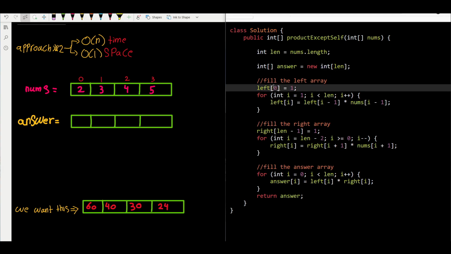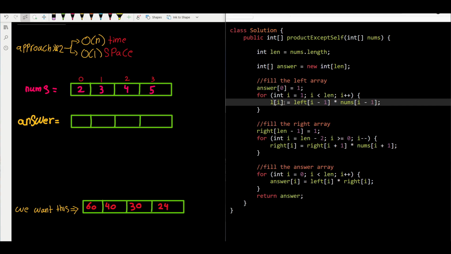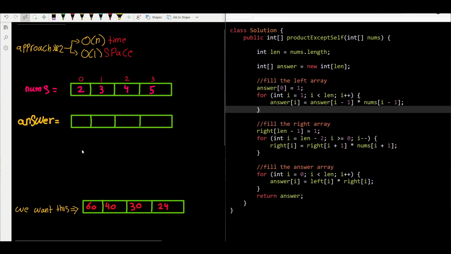Honestly, I will just replace left keyword with answer keyword, and that's it. Literally the same thing. So answer of 0 will be 1, and now the answer of I will be answer of I minus 1 times nums of I minus 1. Now we have filled the answer array with the left product, right? So let me just write them down. So here we will have 1, and again, because we have nothing left to the number 2, so we just put a 1, and now we said here we will put 2 times 1 is 2, 3 times 2 is 6, 4 times 6 is 24.